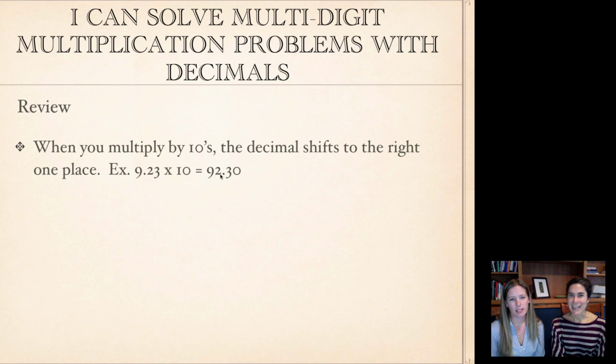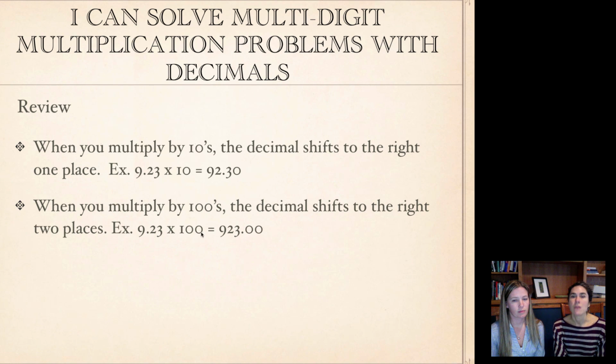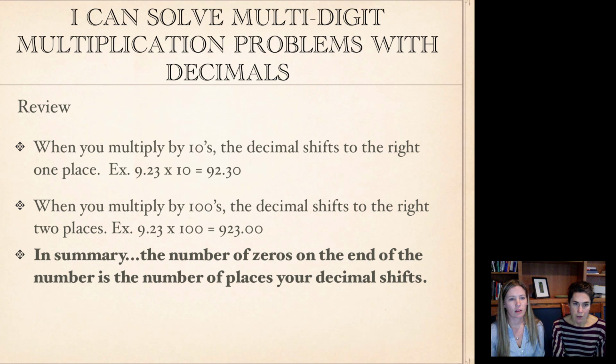Also, as you remember, if you multiply by 100, then your decimal shifts not only one place, but two, because we have 2 zeros here. So let's say we had $9.23. If we multiplied that by 100, we would now have $923. So basically, the number of zeros on the end of the number is the number of places that your decimal is going to shift.